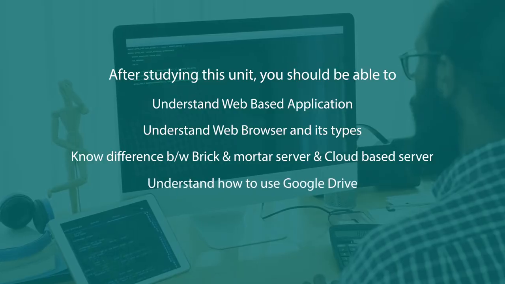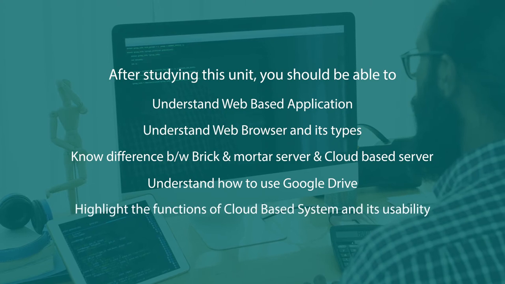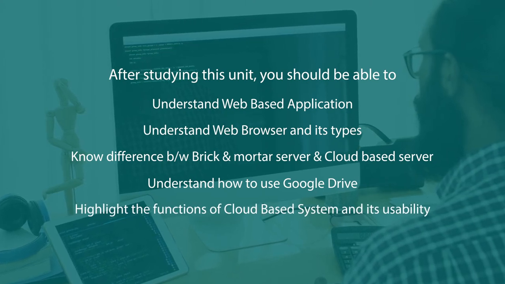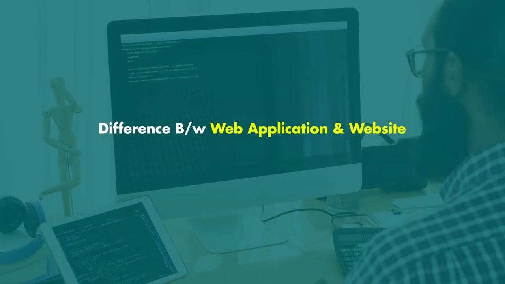So understand how to use Google Drive, and highlight the functions of a cloud-based system and its usability. We will definitely throw light on all those things in a more elaborate manner. So this is the difference between a web application and a website.